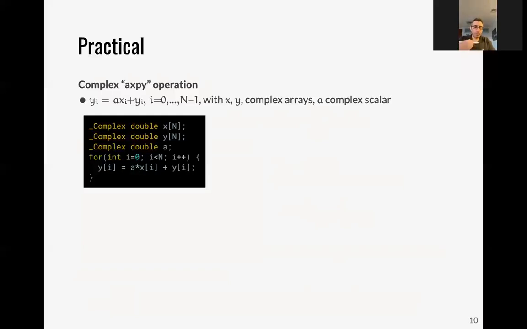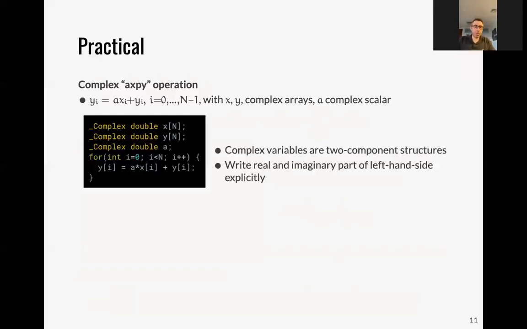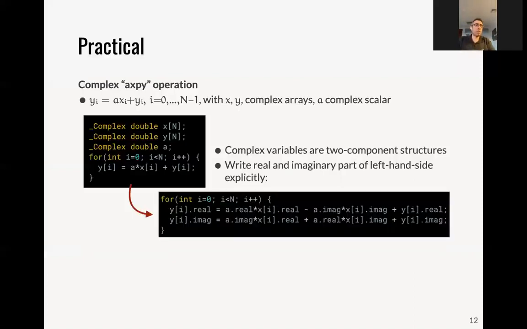The tricky bit with counting the floating point operations here is to recall that complex variables are two-component structures in C. They have a real part and an imaginary part. What would help you in counting the floating point operations in this case is to write the real and imaginary part of the left-hand side explicitly. So just write it out, and in that case you would get something like this. Don't worry if this is the proper way to address real and imaginary parts in C. It's just to demonstrate.